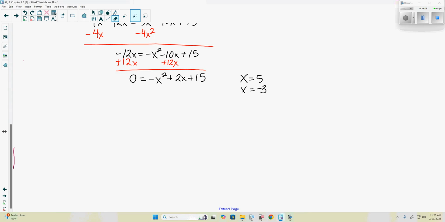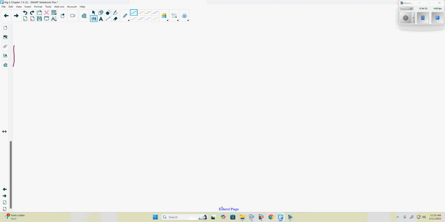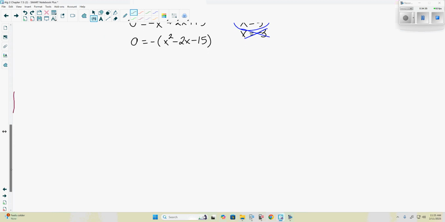However, out of these two solutions, negative 3 is one of our restrictions. So the only solution that actually works is 5. Now, if we wanted to factor this, the first thing I would do is factor the negative out. Which will tell us that we have negative times our x squared minus 2x minus 15.